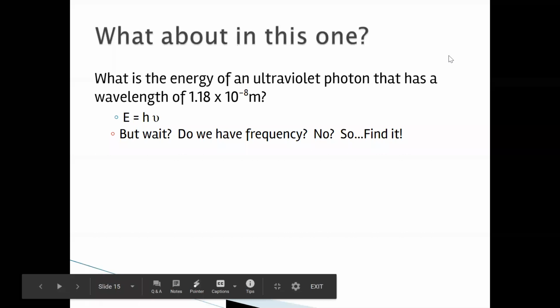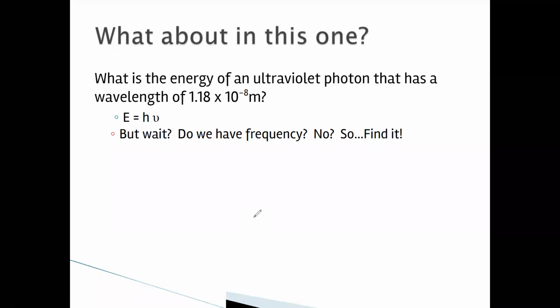Now, last but not least, I could ask you to put the two equations together using both of them. So I'm going to rewrite both of them up here. We have speed equals lambda times nu, or frequency, and we have E equals Planck's constant times nu, or frequency. So these are our two equations that we might have to put together. Okay, so our question says, what is the energy of an ultraviolet photon that has a wavelength of 1.18 times 10 to the negative 8 meters?